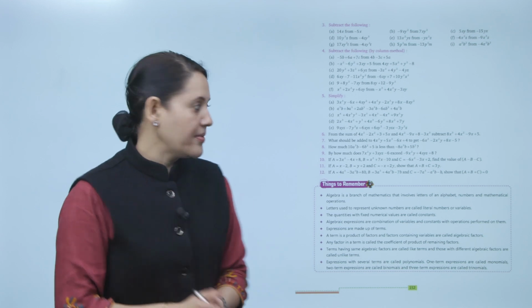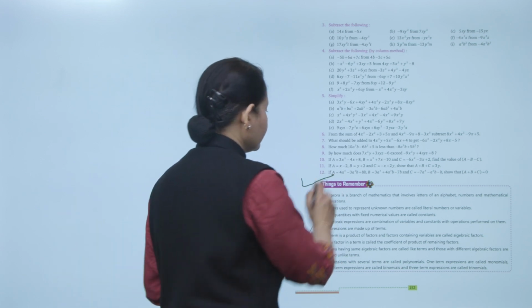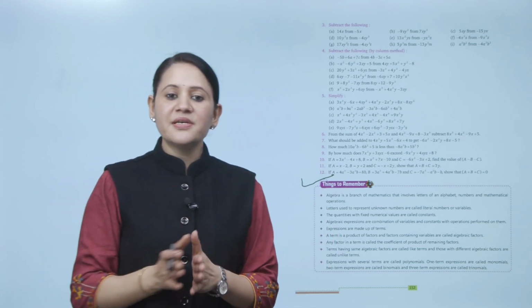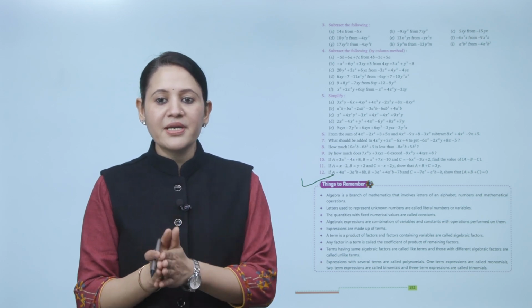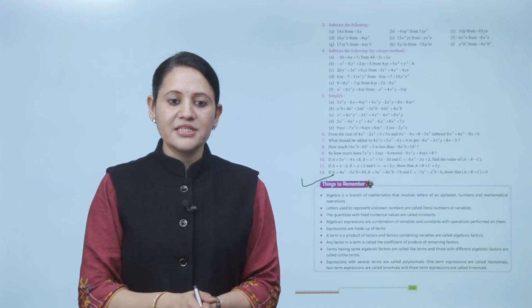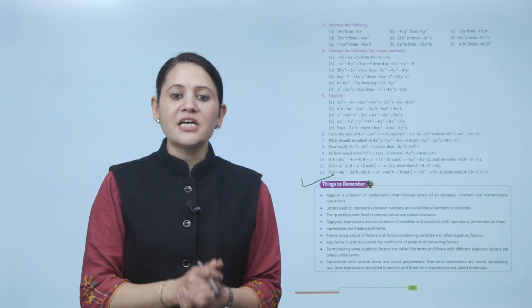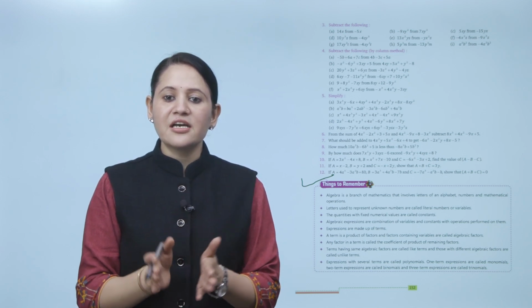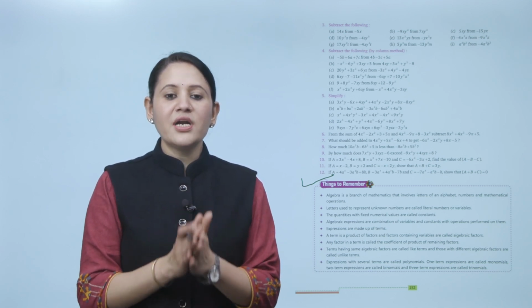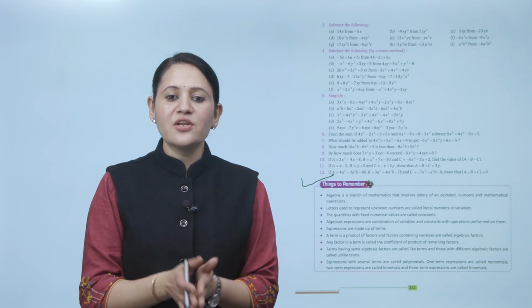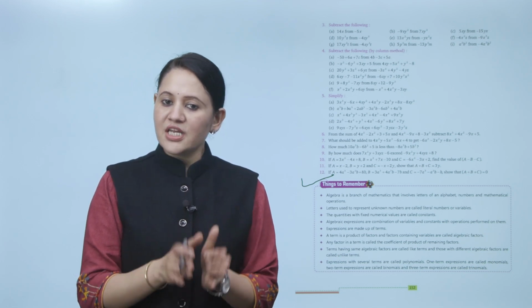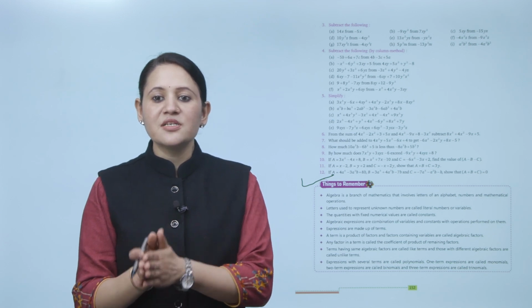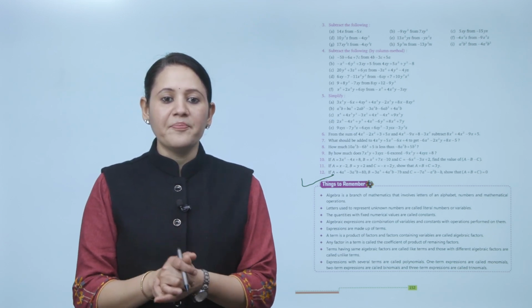Next is things to remember. Algebra is the branch of mathematics that involves letters of the alphabet, numbers and mathematical operations. Letters used to represent unknown numbers are called literal numbers or variables. Quantities with fixed numerical values are called constants. Algebraic expressions are the combination of variables and constants with operations performed on them.